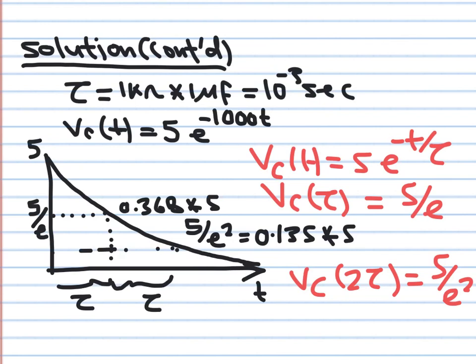So tau determines how fast the capacitor is discharging. After 1 tau, it goes approximately to about 1/3 of its initial voltage. After time 2 tau, it goes approximately to maybe 1/7 of its initial value, and so on. So tau can be smaller by making R smaller or making C smaller, and tau can be larger by making R bigger or making C bigger.